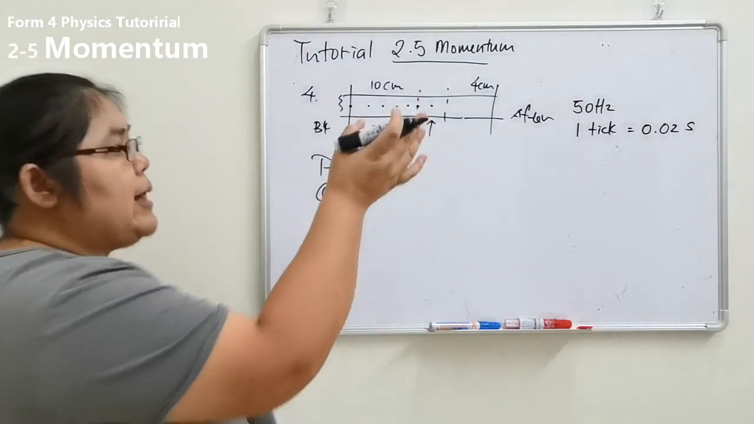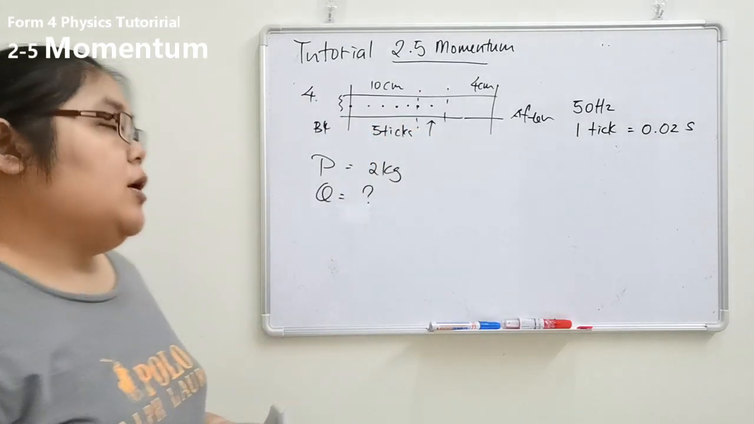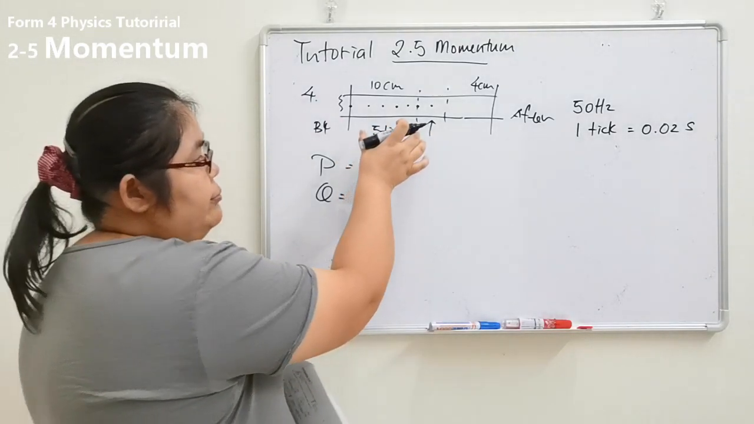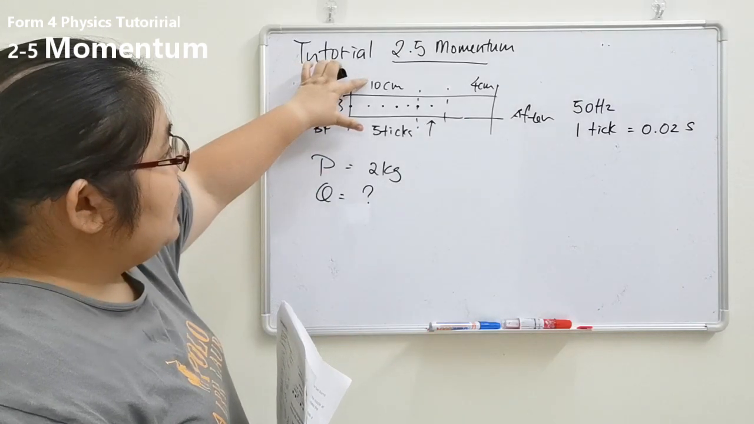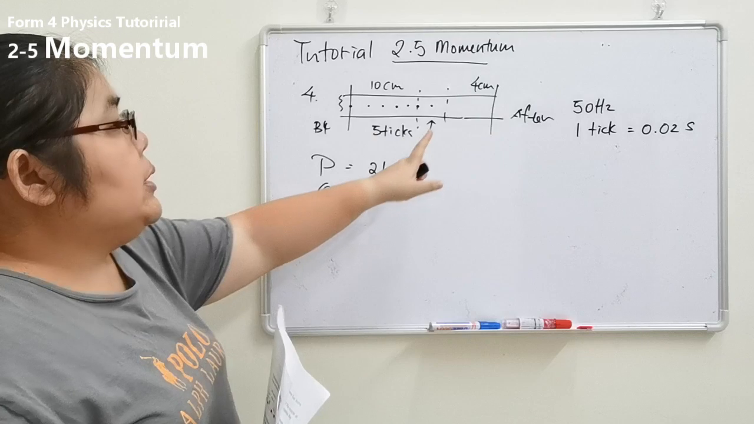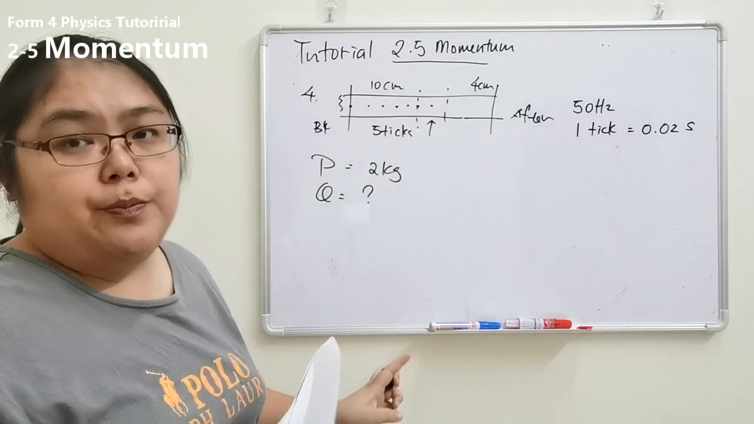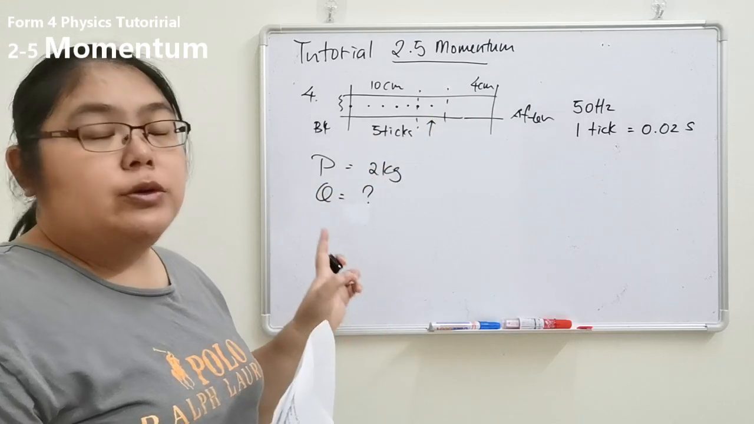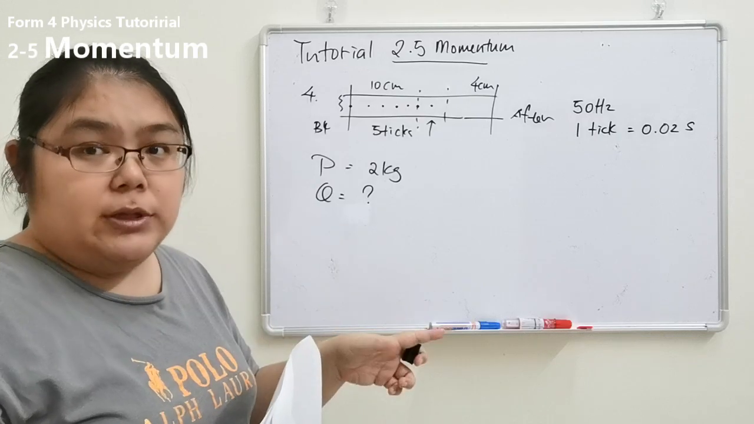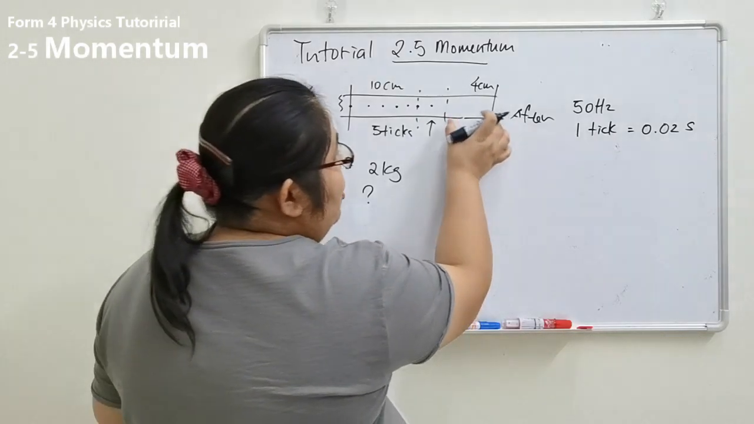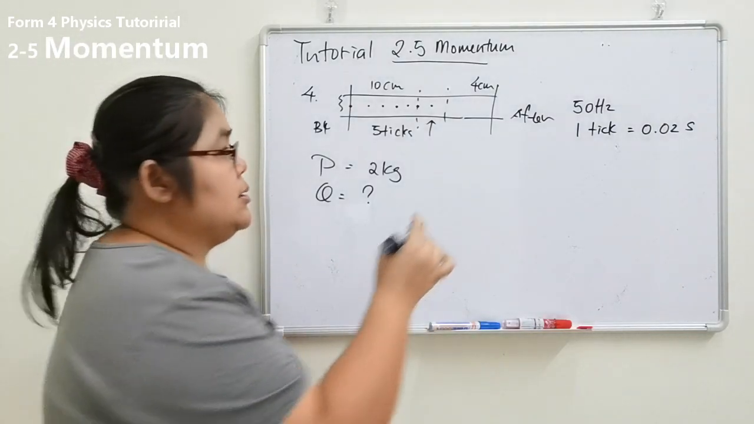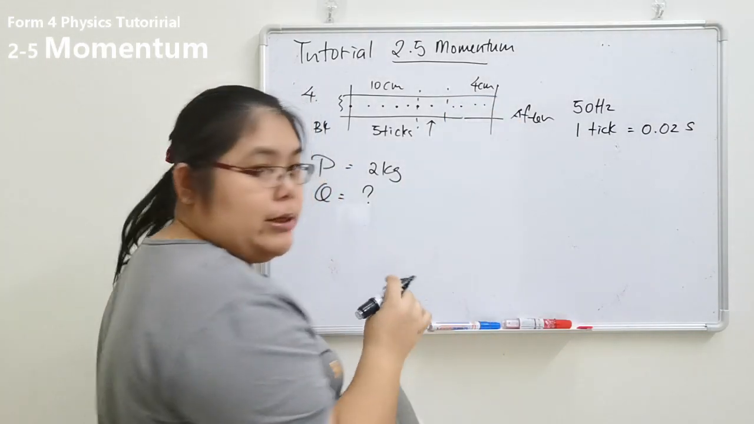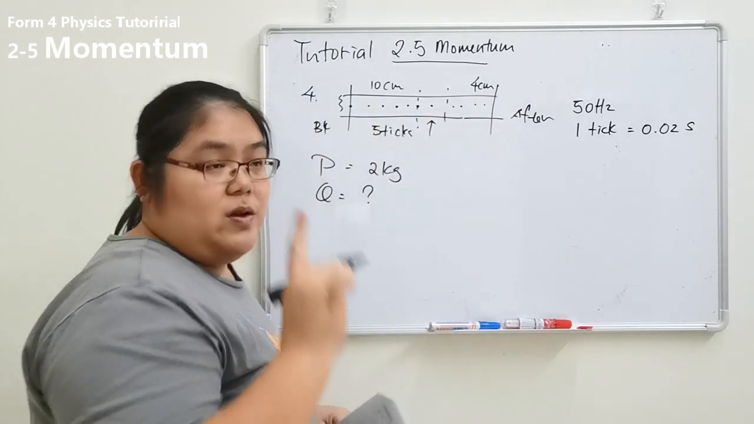From this ticker tag, what do we know? We know before collision, the velocity. How to find velocity? We take the 10 cm over the time taken. During collision, we don't need to see it because we just want to know the velocity before and after. So this one is after collision. After collision, we just got one velocity here, because they just got one bar here. One bar means one velocity.